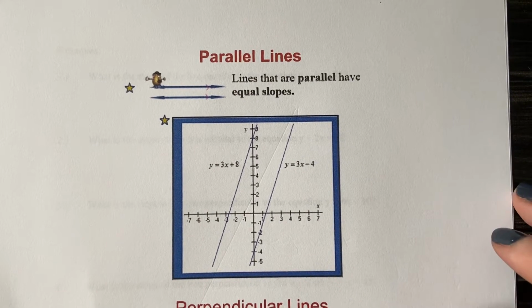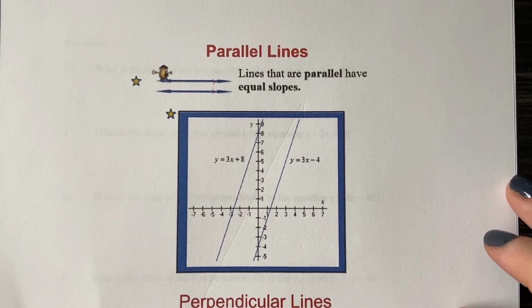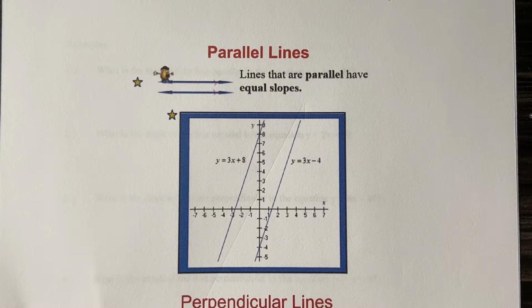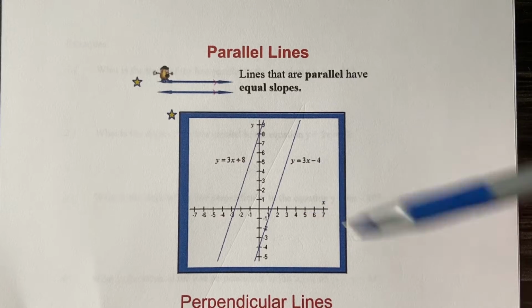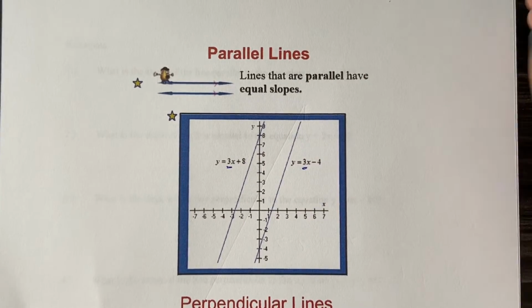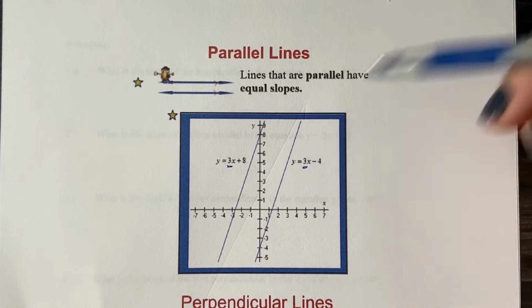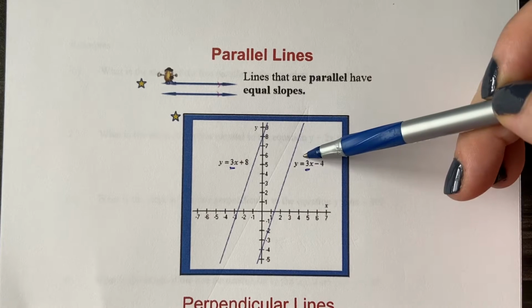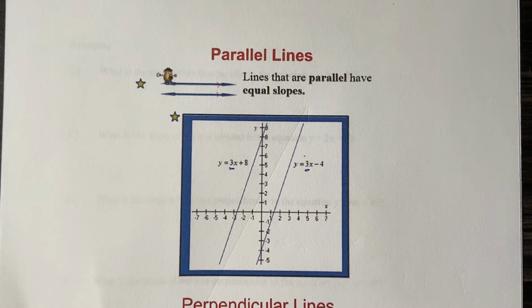Right here, it says parallel lines. Parallel lines are lines that have equal slopes. In other words, if you look at this example, both of these lines are parallel, meaning they run in the same direction. They're the same distance apart, and they're never going to intersect. They both have a slope of 3. That's important for what the homework looks like.